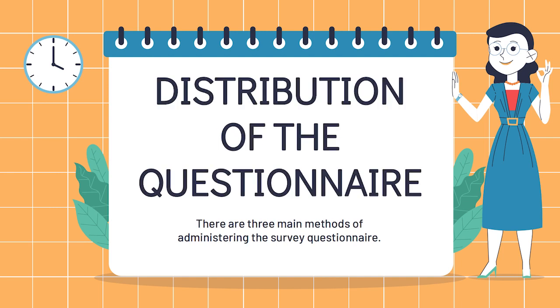Distribution of the questionnaire. There are three main methods of administering the survey questionnaire. The questionnaire can be self-administered, which means that the respondents are asked to complete the questionnaire themselves, administered face-to-face to respondents by researchers, or administered to respondents via the telephone by interviewers. The self-administered questionnaire can be mailed or electronically transmitted via email or the web.